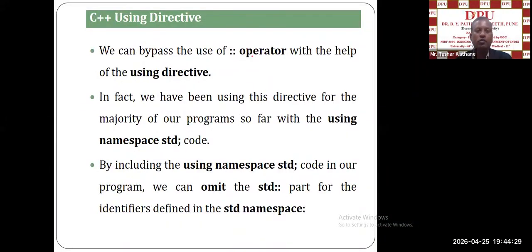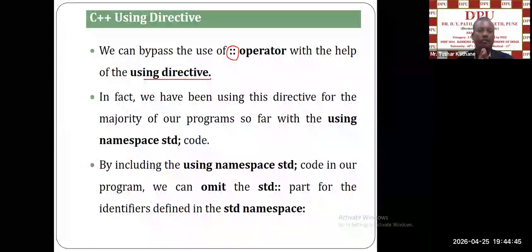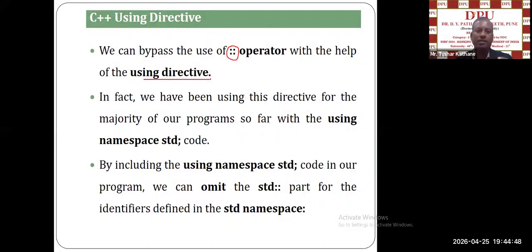using directives. We know that we can bypass the scope resolution operator with the help of the using directive. Initially, in the earlier programs also, we have included the std namespace, and if we don't want to use std again and again in our program, then we use the directive: using namespace and the namespace name. Likewise, we can use this using directive for these namespaces also. In fact, we have been using this directive for the majority of our programs so far with the using namespace std code. By including it in our program, we can omit this part for the identifiers defined in the std namespace.